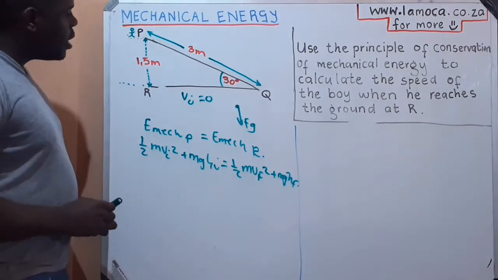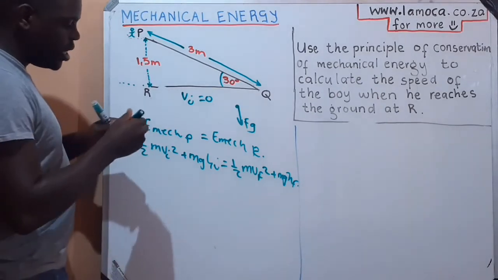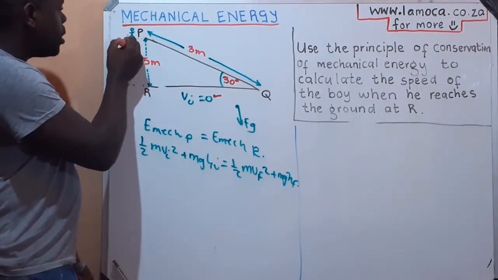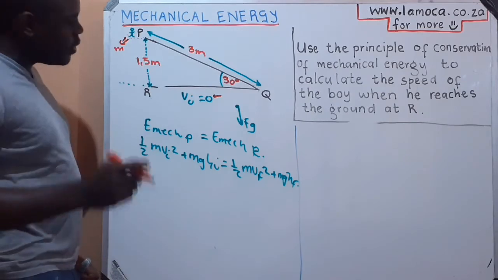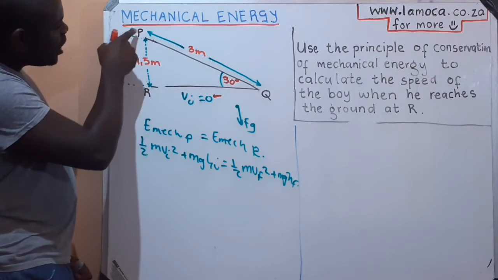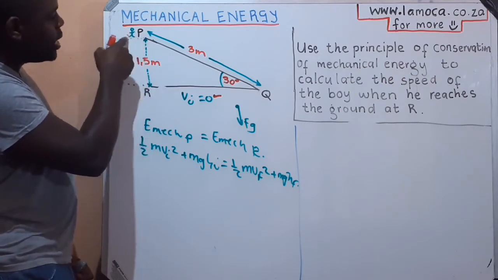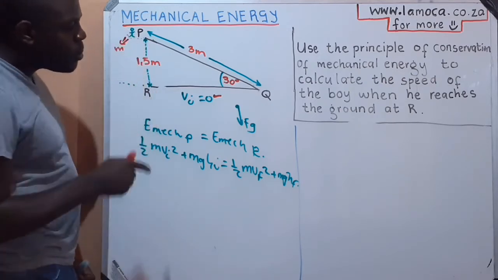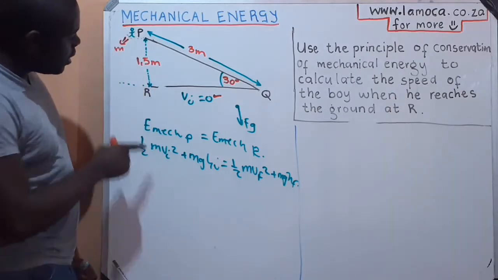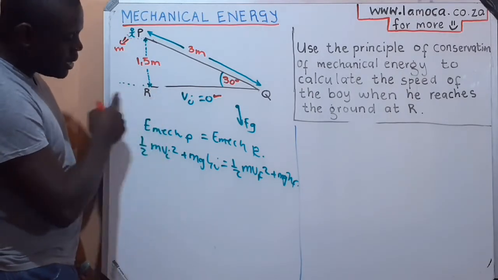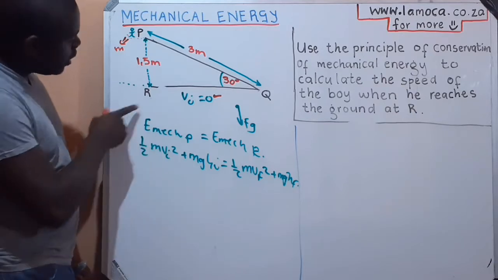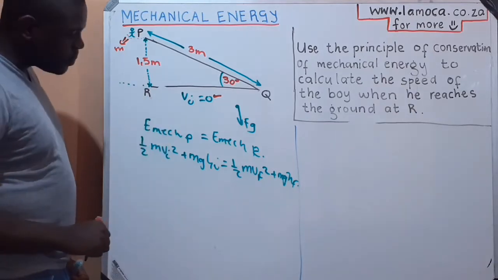Now, what are the things that we know? We know the initial velocity is 0. We are told that the mass of the boy is just m. Furthermore, when you look at the initial height, the boy starts at P. So how high is P above the ground? P is 1.5 meters above the ground. So our hi is going to be 1.5. At R, that's when the boy is at the ground, and that's our final height. R is just at the ground, so the final height is just going to be 0.